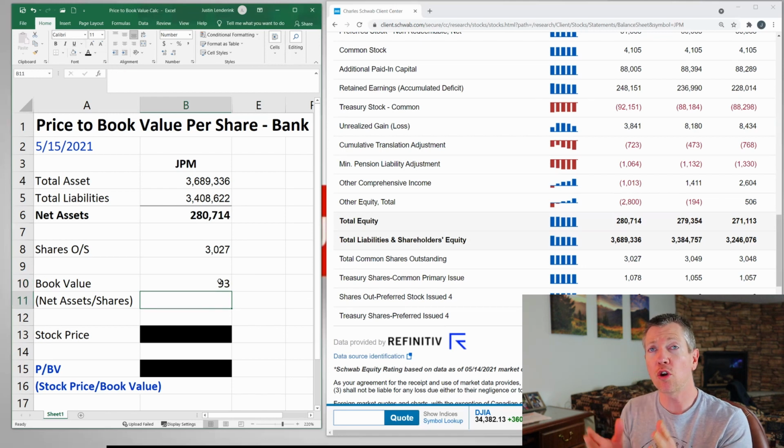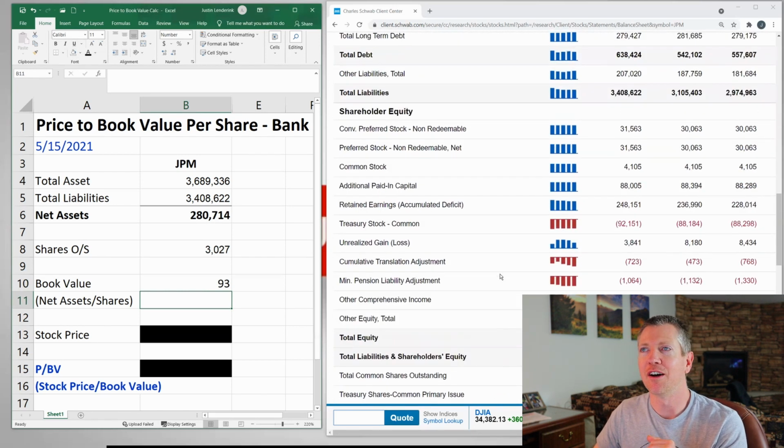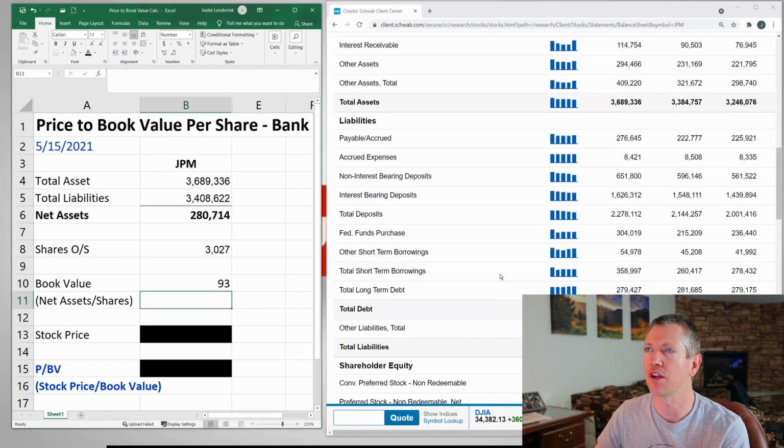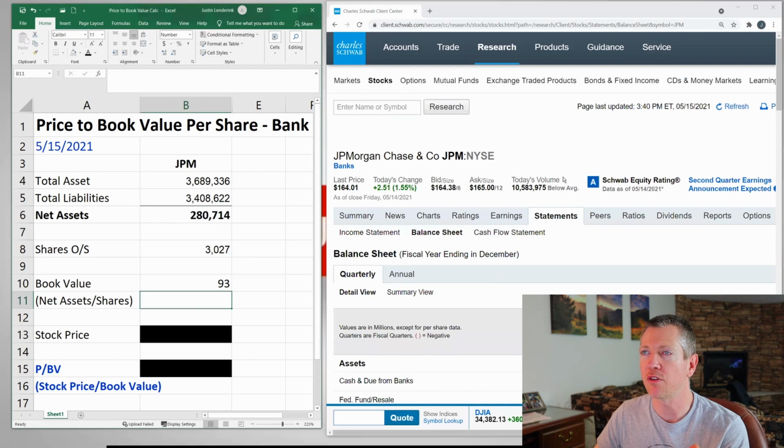All right, so now we need to grab the stock price for JP Morgan Chase. That should be really easy. Any website you go to, Yahoo Finance, CNBC, or your brokerage account, is going to tell you. We're on Schwab right now, so $164, we see that right here, is the stock price. All right, so we plug that in.